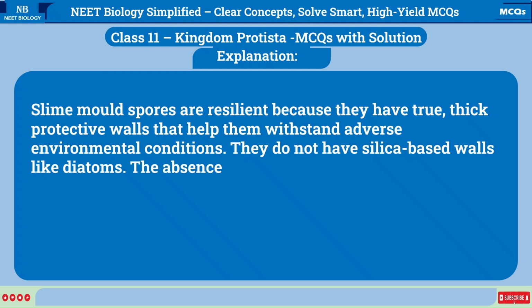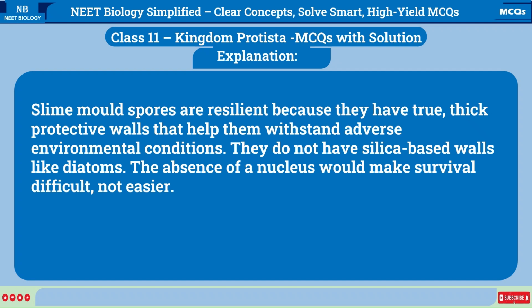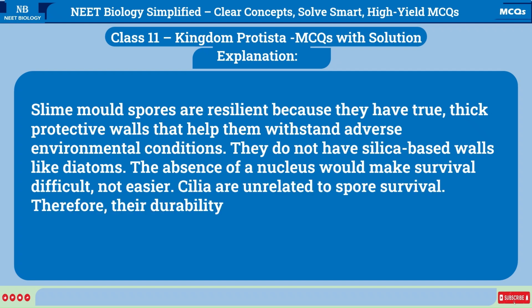The absence of a nucleus would make survival difficult, not easier. Cilia are unrelated to spore survival. Therefore, their durability comes from having a robust spore wall.